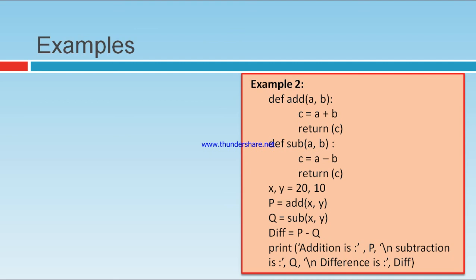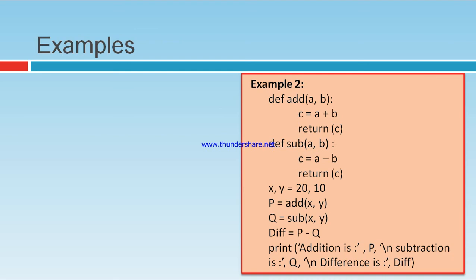Then inside the sub function also again c variable is there. We can create same name variable in different functions. So again c name variable is created and the value of c of the sub function, it is coming back. So the first executable line of this program is def add, then def sub, then the third executable line x comma y equal to 20 comma 10.